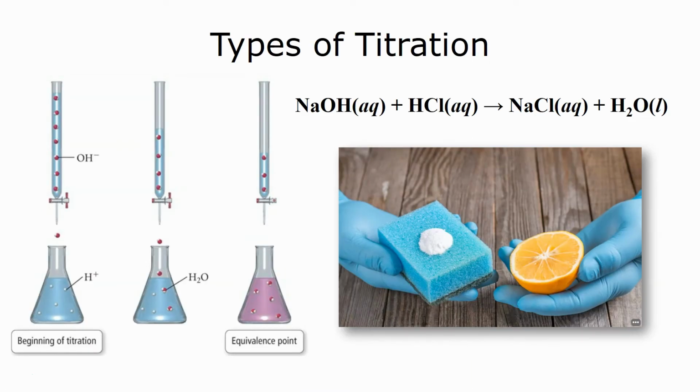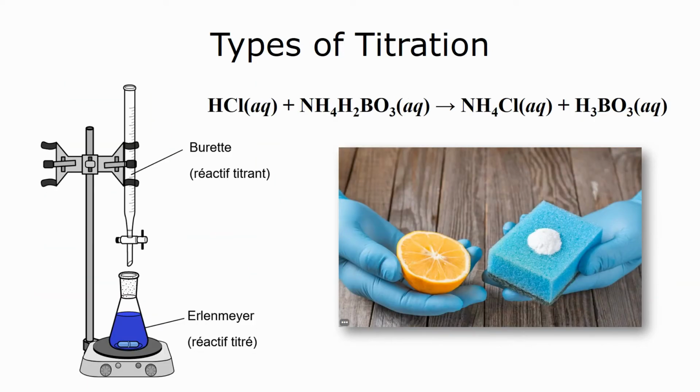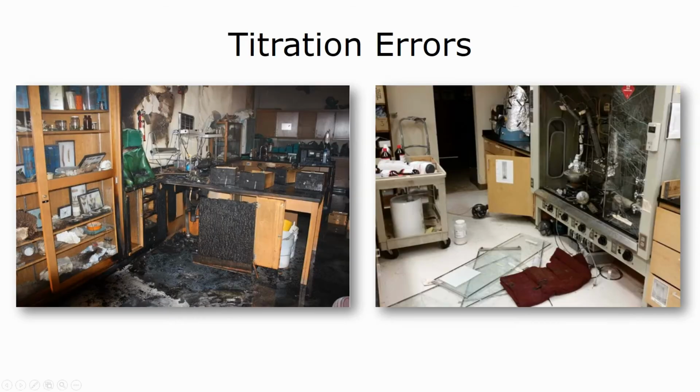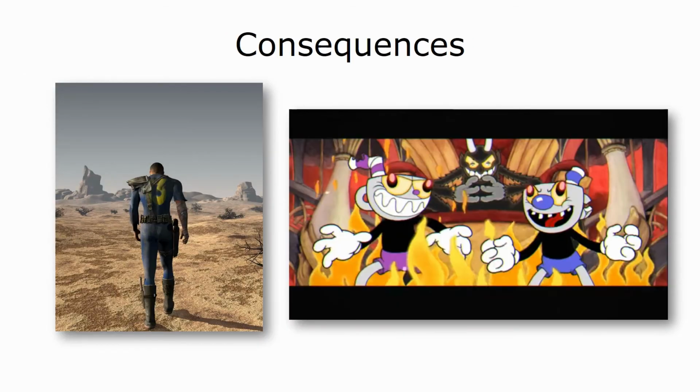Now there are many types of titrations. Typically, you can titrate an acid with a base, or a base with an acid. But you can also titrate, say, iron using potassium permanganate, performing a redox titration in order to determine the quantity of iron in a substance. Regardless of the type of titration that you perform, it is important to understand the calculations in order to avoid any errors, and therefore any consequences.